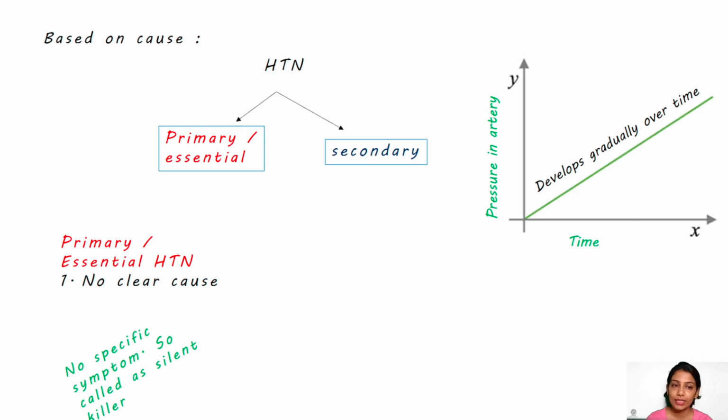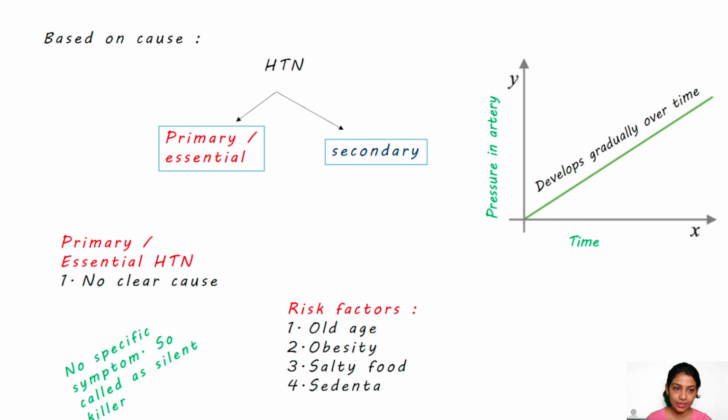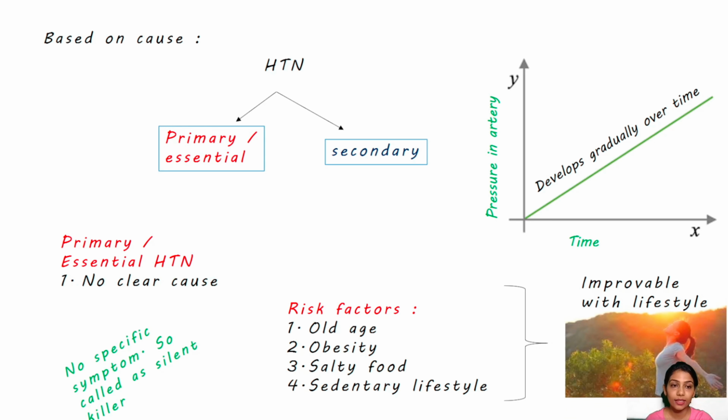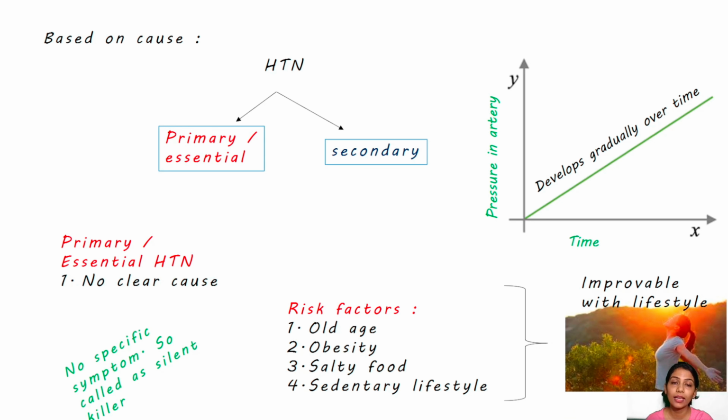Even though there is no exact cause, there are several important risk factors that increase the chances of developing it. These include old age, obesity, eating too much salty food, and having a sedentary lifestyle. The good news is that primary hypertension can often be improved with lifestyle changes like regular exercise, healthy eating, reduced salt intake, and maintaining a healthy weight.